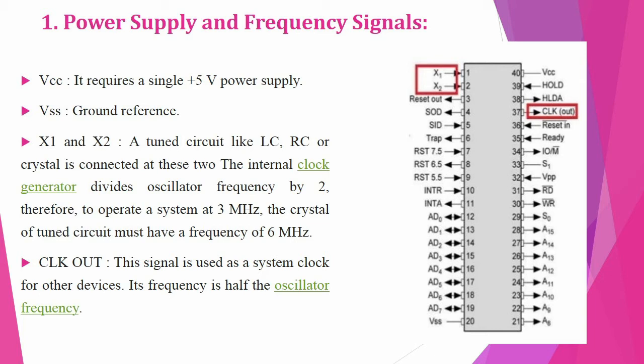The frequency is internally divided by 2. Therefore, to operate a system at 3 MHz, the crystal should have a frequency of 6 MHz. CLK out, clock out. This signal is used as the system clock for other devices.